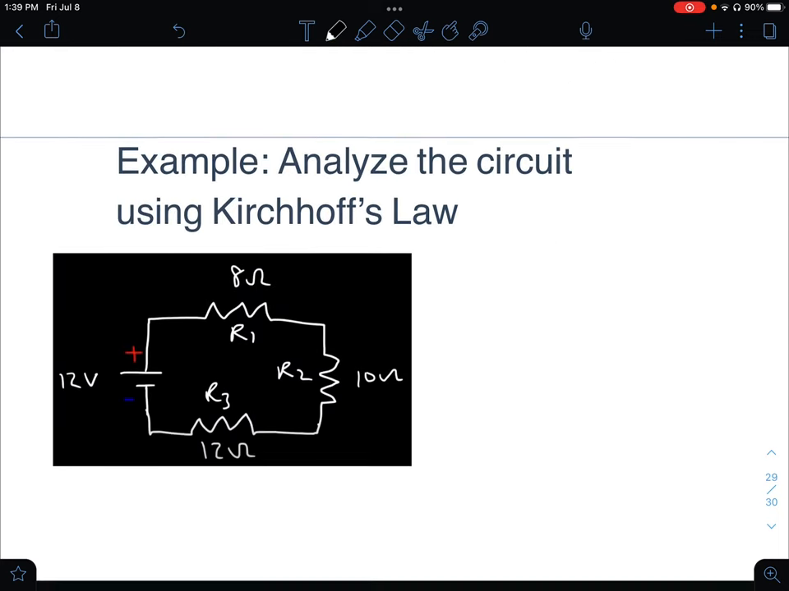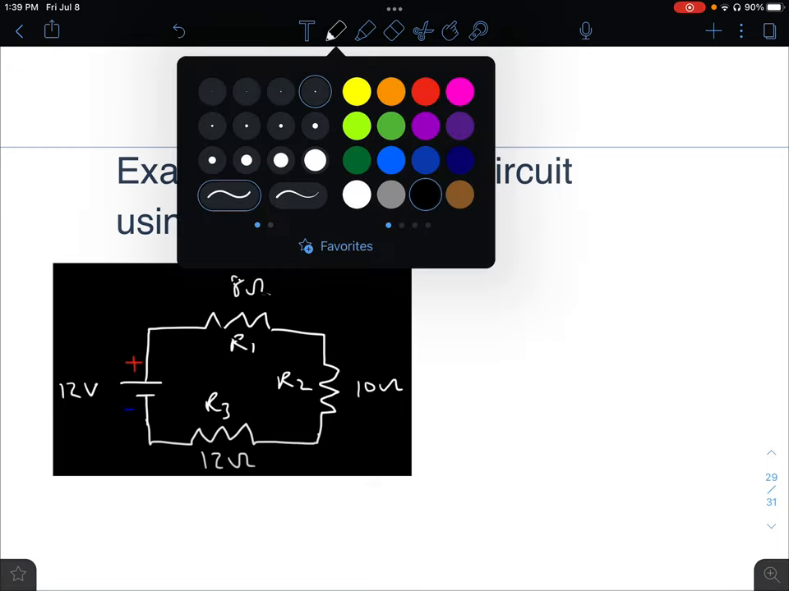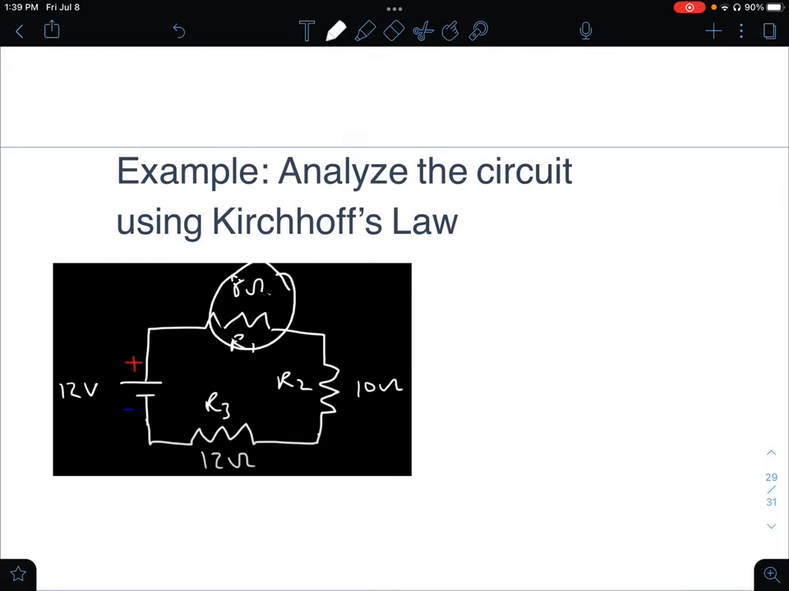Okay. So let's try to analyze this circuit using Kirchhoff's law. So sa Kirchhoff's law class, ang atong pangitaon diri is the voltage drop and the current in each of the resistance here. So current flowing here, current flowing dito, and current flowing dito. And according to Kirchhoff's, so let's name this VB, lahat ng voltages na dadaan magiging zero.